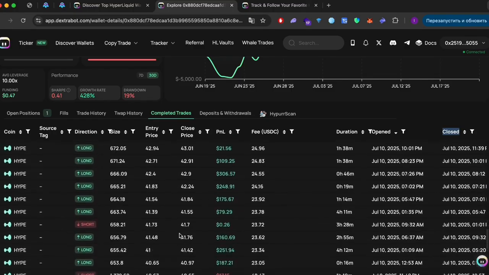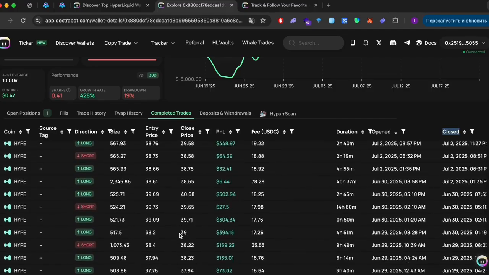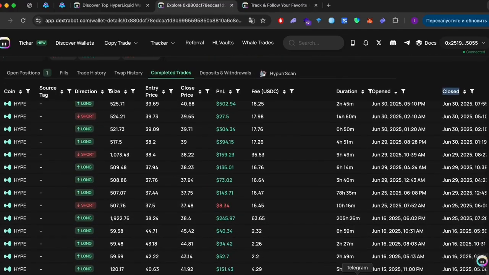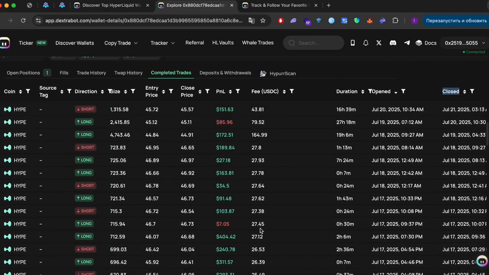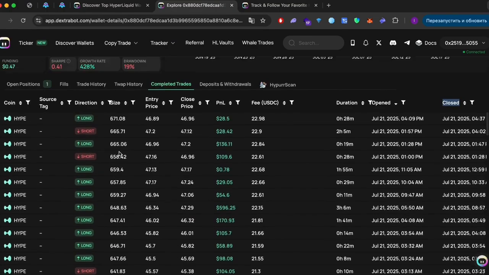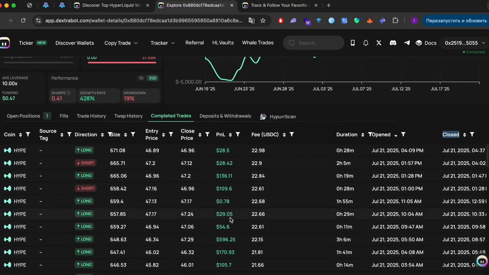Maybe he's some kind of insider or has some information, right? Because he has a very high win rate on his trades, and he's been trading for, you could say, over a month already. Notice that he trades both short and long positions. That's why this wallet is already very interesting right from the start.